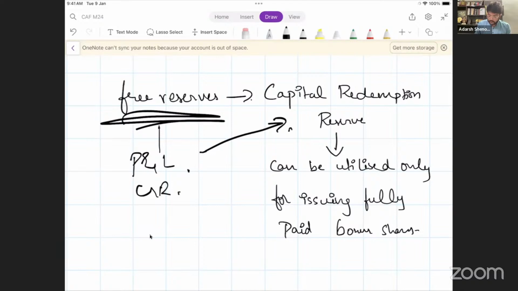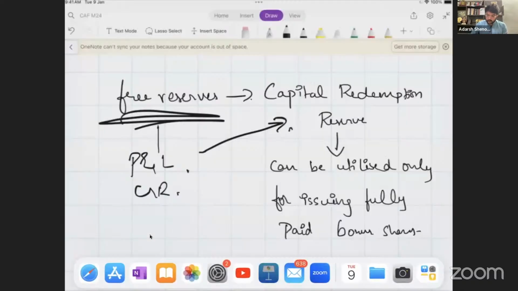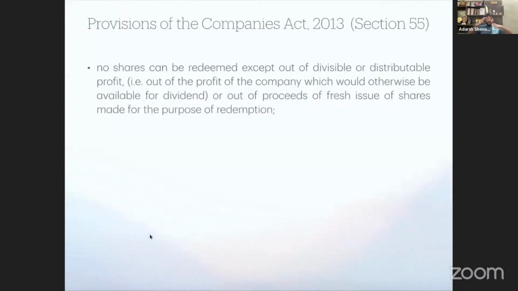So there are two options as per section 55. So now section 55 should make sense. No shares can be redeemed except out of divisible profits, divisible or distributable profit, that is free reserves. Divisible or distributable profit means free reserves. That is out of the profit of the company which would otherwise be available for dividend, or out of proceeds of fresh issue of shares made for the purpose of redemption. That's it. That's section 55.